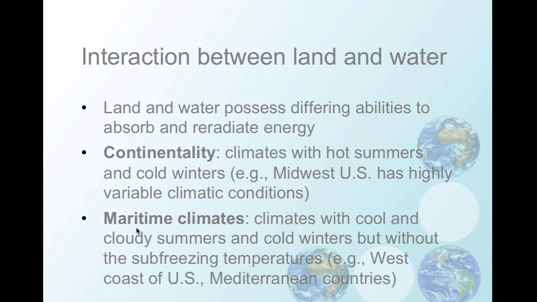Now, a maritime climate, because it's driven in large part by the presence of the ocean, has a different kind of seasonality. Climates with cool and cloudy summers and cold winters, but without sub-freezing temperatures. And again, this is because of the mediating effect of the ocean.